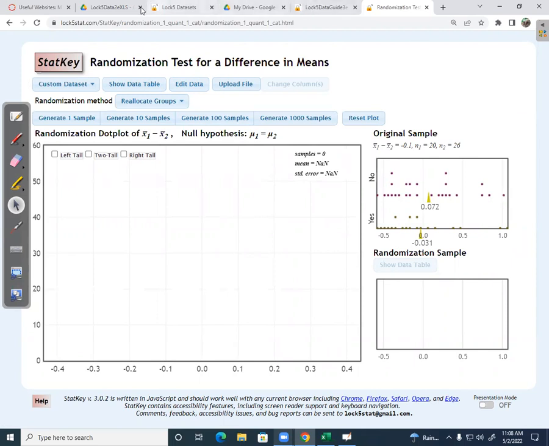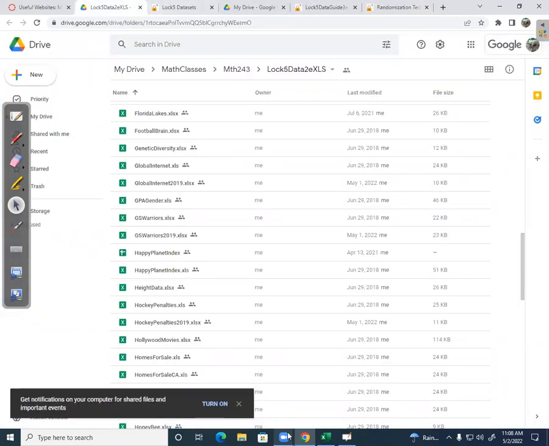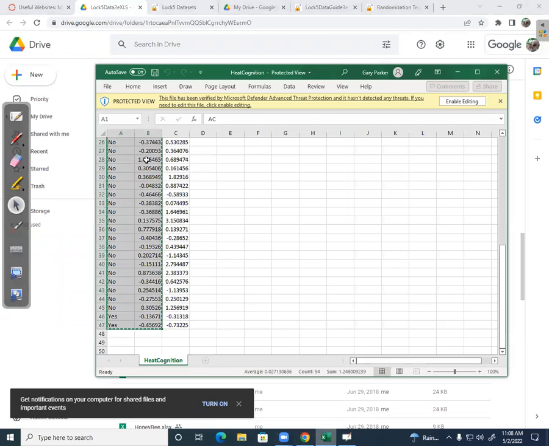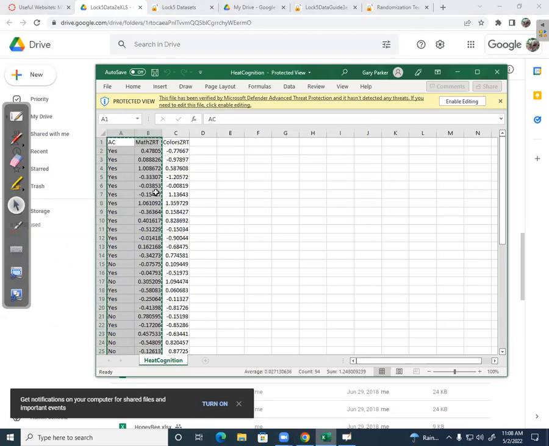I downloaded that data, it ended up in Excel, and I copied columns A and B. When you have two different groups, you need the categorical variable in StatKey along with the numerical variable lined up like that.